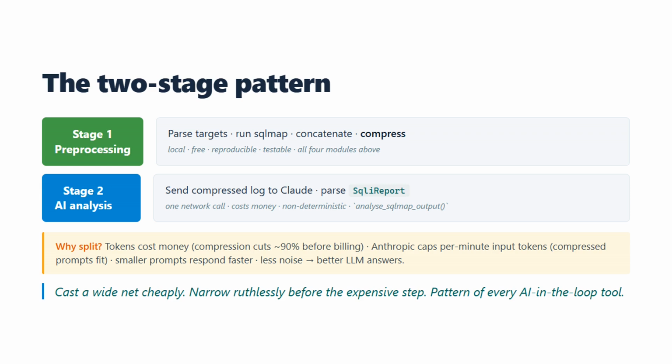That split isn't accidental. The general rule for any AI in the loop tool: do as much deterministic preprocessing as you can locally, then hand the curated result to the LLM. Cost, rate limits, latency, quality, all 4 arguments point the same way.